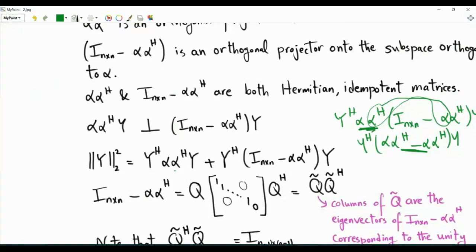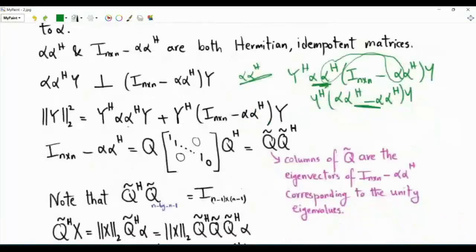Matrix Q contains the orthonormal eigenvectors of matrix I minus alpha alpha Hermitian. Alpha alpha Hermitian has one eigenvalue that is equal to 1, and then n minus 1 eigenvalues equal to 0. Now the matrix identity of size n by n minus alpha alpha Hermitian has one eigenvalue that is equal to 0 and n minus 1 unity eigenvalues. So if we multiply Q by the diagonal matrix of eigenvalues, and then Q Hermitian, we get Q tilde Q tilde Hermitian. Q tilde contains the orthonormal eigenvectors of I minus alpha alpha Hermitian corresponding to the unity eigenvalues.